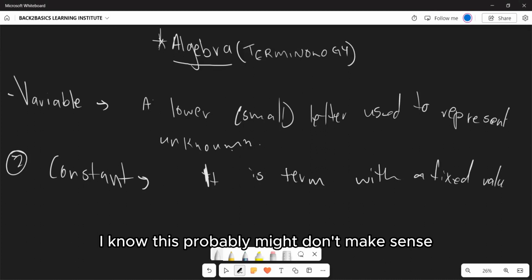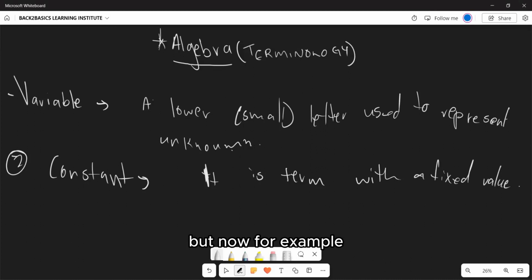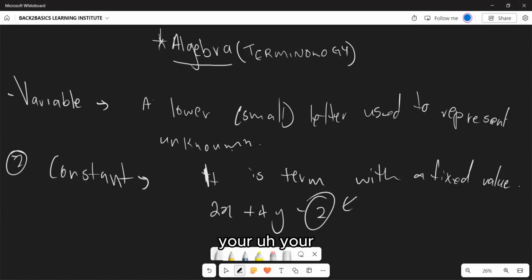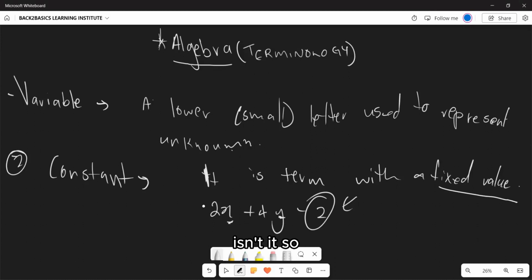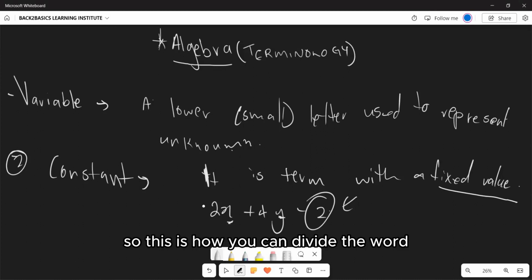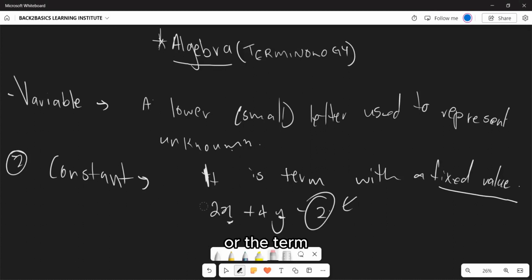I know this probably might not make sense, but for example, let's say you are in an equation where you have 2x plus 4y subtract 2. Now your constant is going to be this one, because it's the one with a fixed value. Remember, these ones are not fixed, because this y and also this x can be a representation of something else, isn't it? So basically, this 2 here is going to be your constant altogether. This is how you can define the term constant, right?